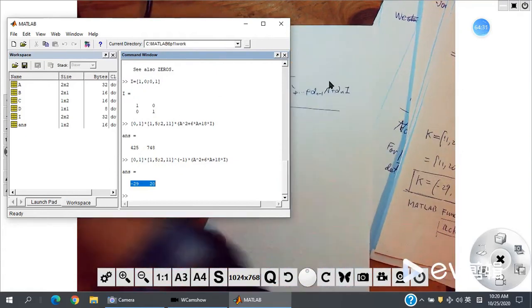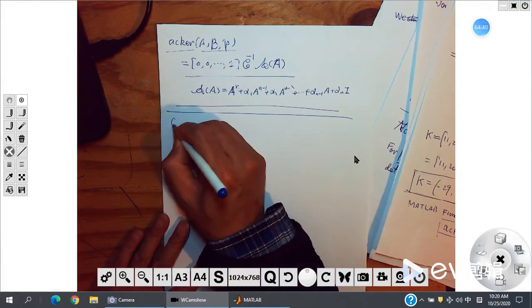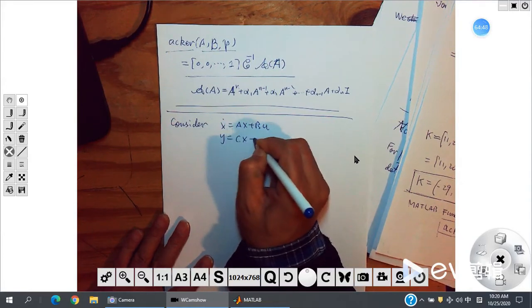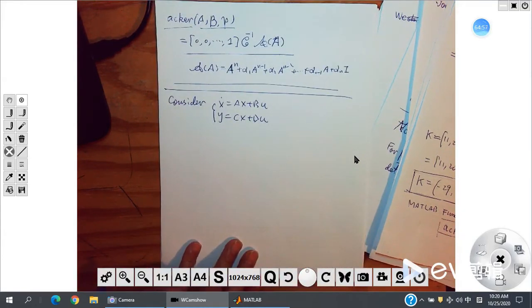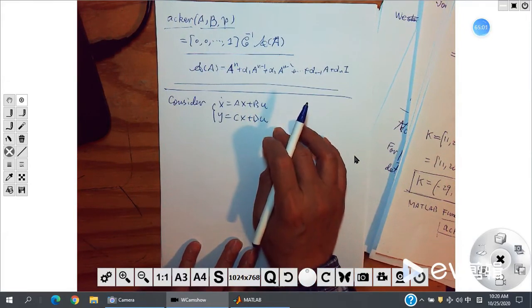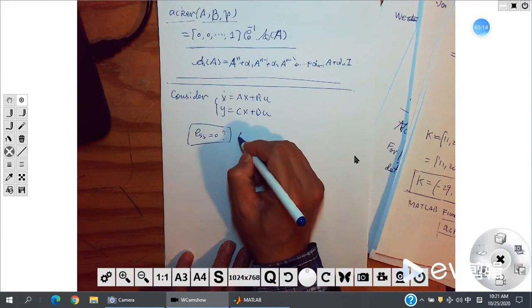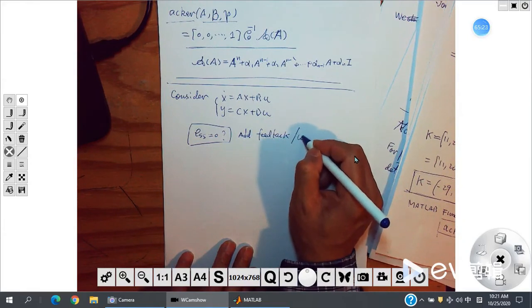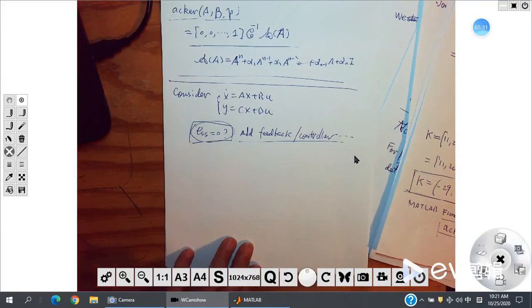Now we consider the next topic. We have this, right? Consider x dot equal to Ax plus Bu, y equal to Cx plus Du. This time we want to add some control part to make the system reach steady state. We want the steady state error to be 0. Okay, we want ESS equal to 0. We need to add some feedback or some controller or something, so that finally we have ESS equal to 0.